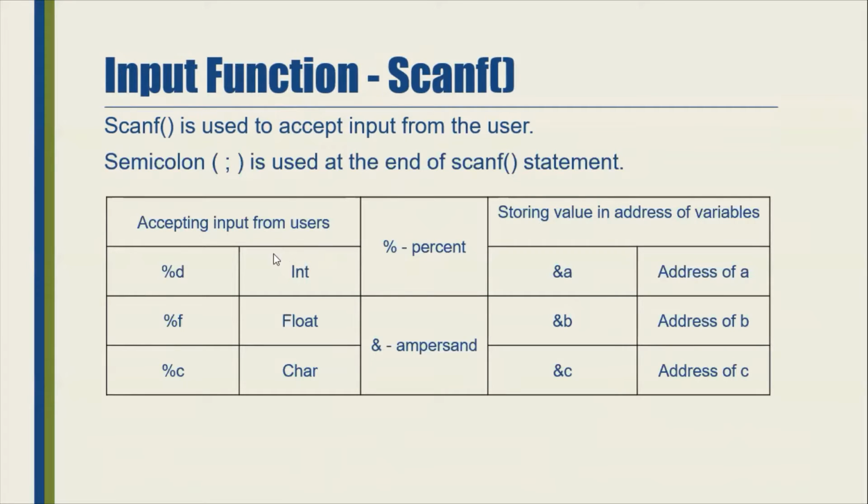When we want to accept integer values from the user, we use %d, just like printf. If you want to accept a float value, you use %f. And if you want to accept a character, then you use %c. So here we are using two symbols in the scanf function: one is percentage and another one is ampersand.